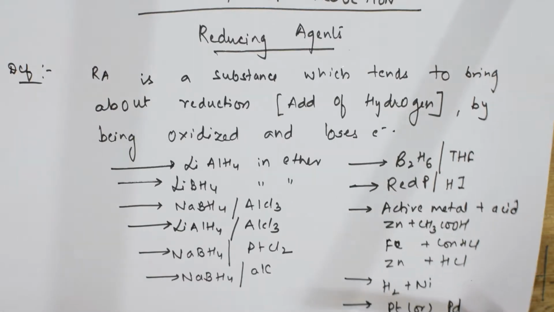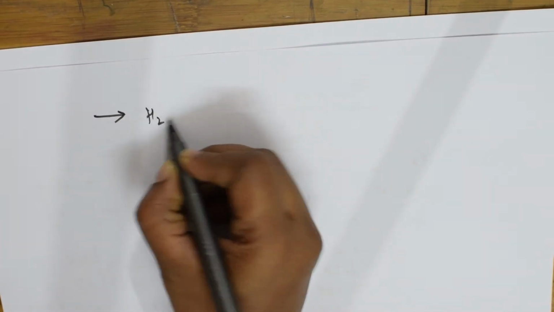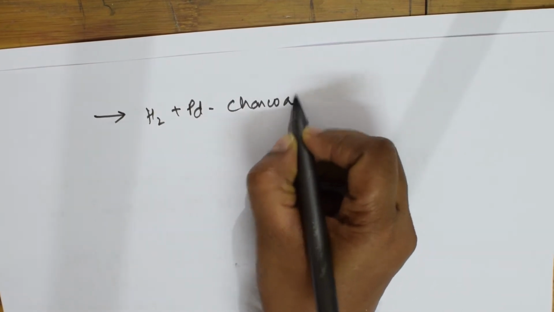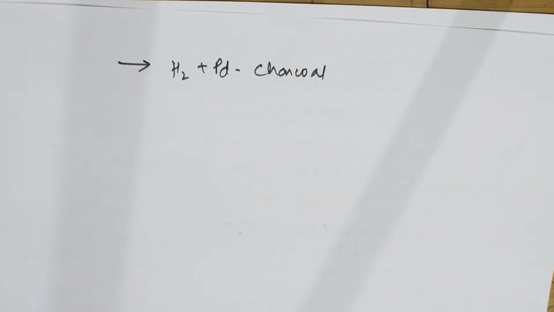Now let us list one more. So many are there, isn't it? One more reducing agent which I wish to share with you all is hydrogen plus palladium in the presence of charcoal. Hope students you are all noting it. Hope I am not going fast. If you feel it is too fast, you can reduce the speed in your settings when you are watching the video.